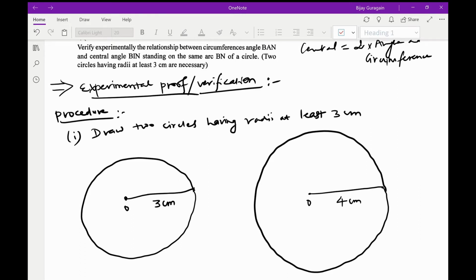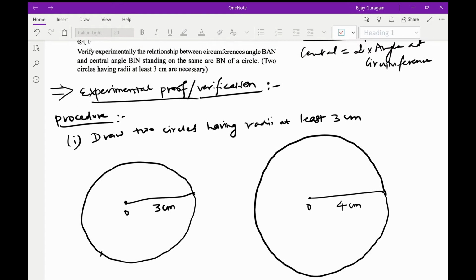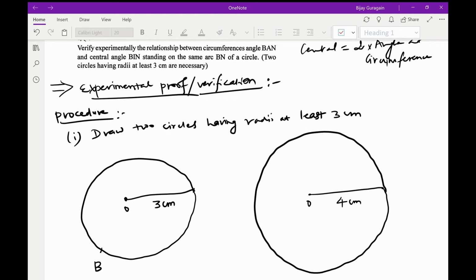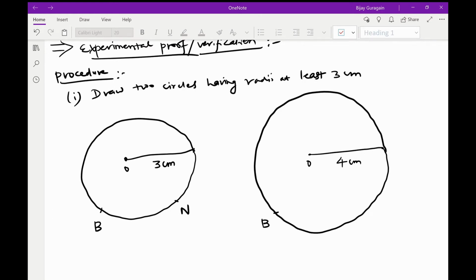Alright, so it seems we have two circles, right? Let us assume the question has given standing on the same arc BN. Let us assume B and N is an arc here, and here also B and N is an arc. So the angle made by the arc BN at the center, angle BON, is what we call the central angle. And there is the angle made by the same arc on the circumference.